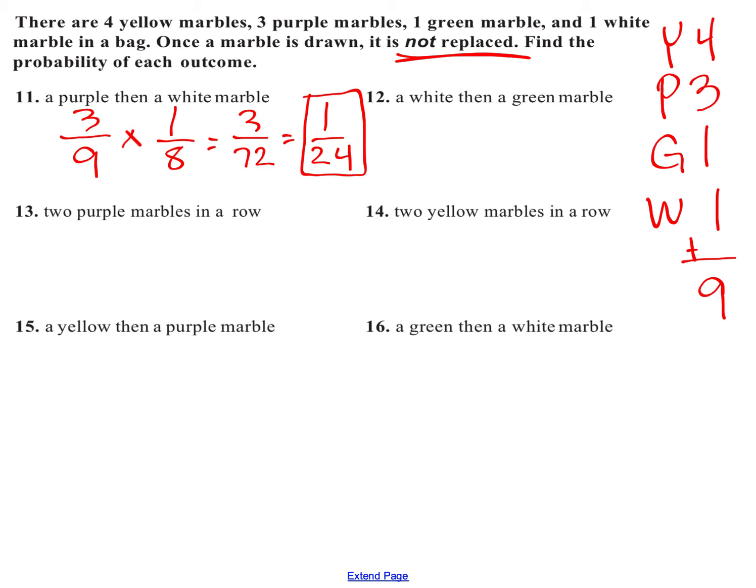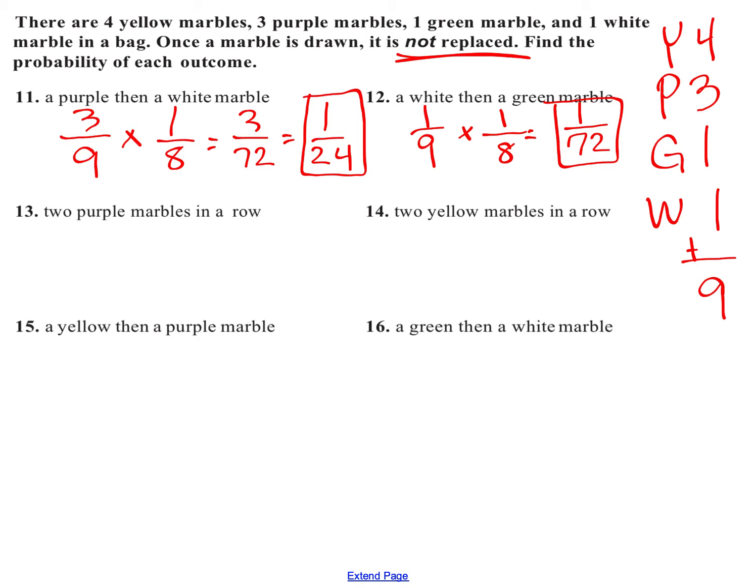Number 12, a white and then a green marble. The white happens 1 out of 9. There are 9 marbles. We keep that marble, so there's only 8 marbles for the second draw. And it would be green. There's 1 green, so this is 1 out of 72. So there's a 1 in 72 probability of getting white and then green.